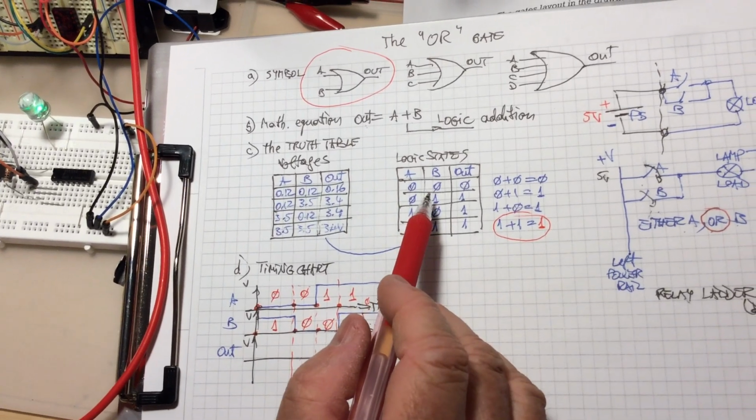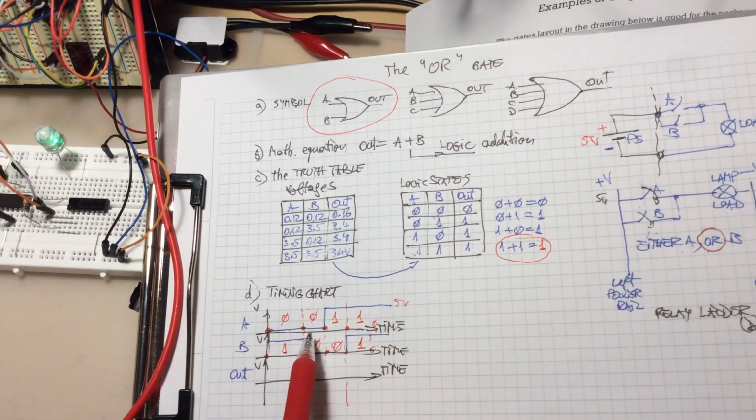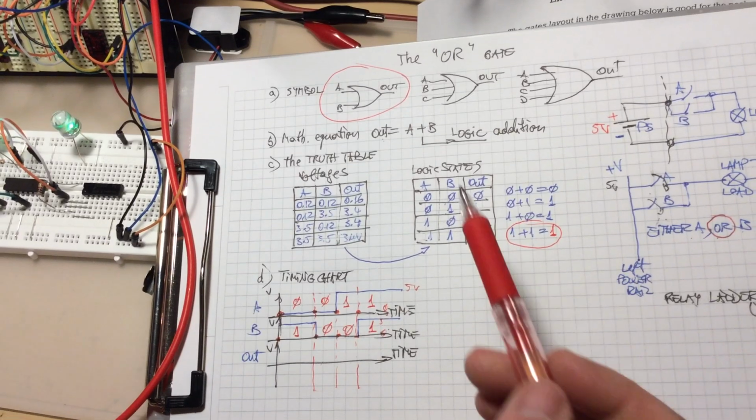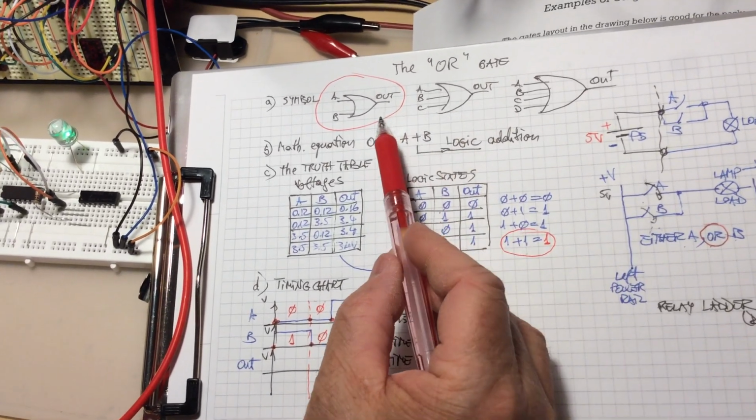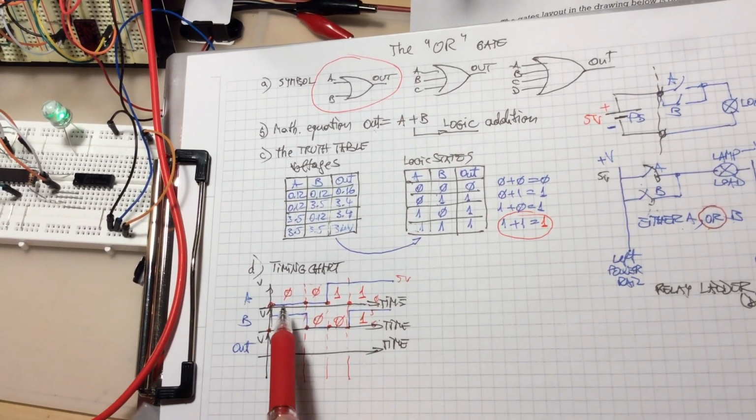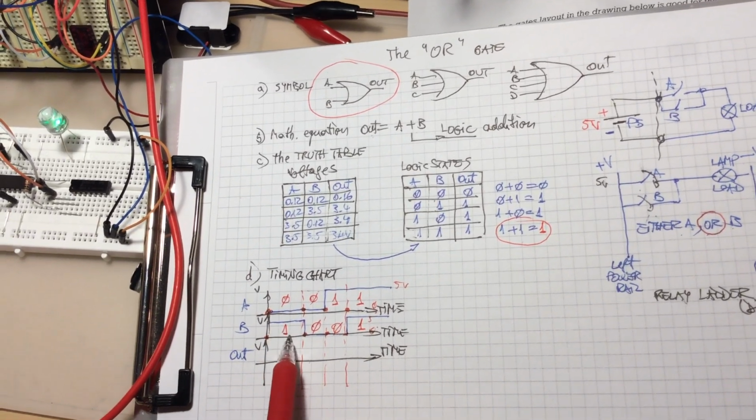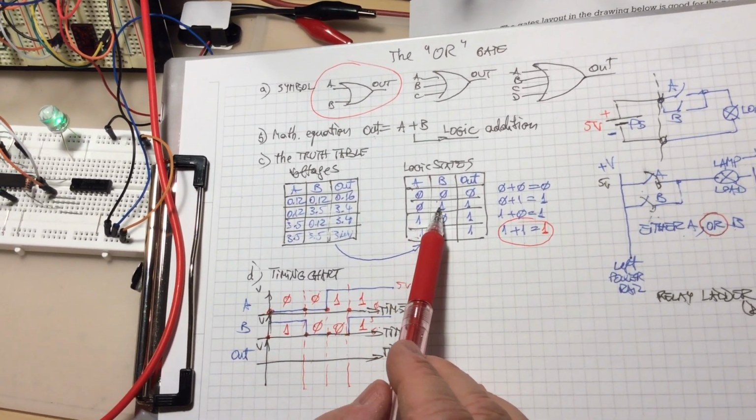So according to our truth table, because the truth table and the timing chart, they have to work for the same integrated circuit for the gate called OR, we look for it. If A is 0 and B is 1, we're right here. A is 0 and B is 1.